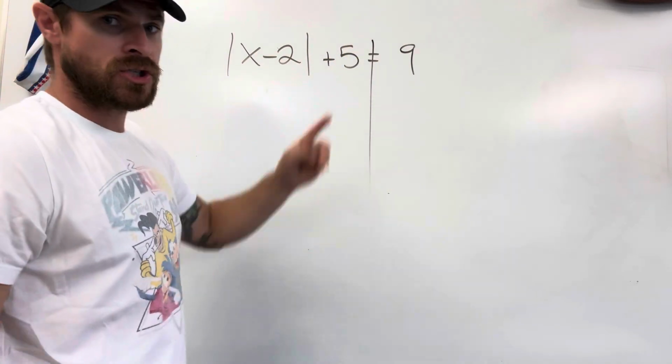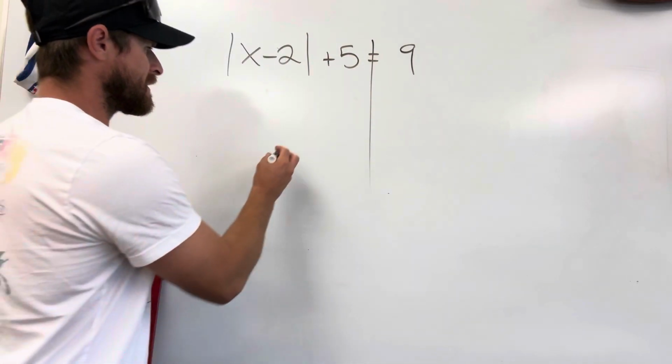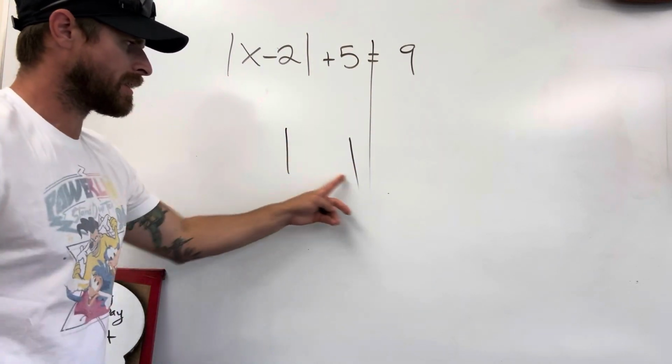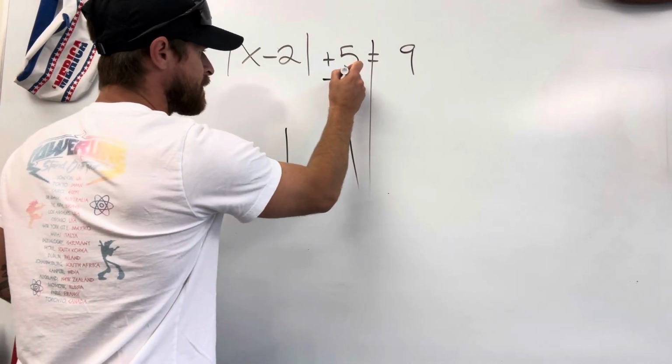Now that we have this extra term, we've got to get rid of it. We've got to move that information to the other side. We have to isolate the bars. We want nothing but the bars information on the left side. So how do I get rid of plus 5? I just take 5 away.